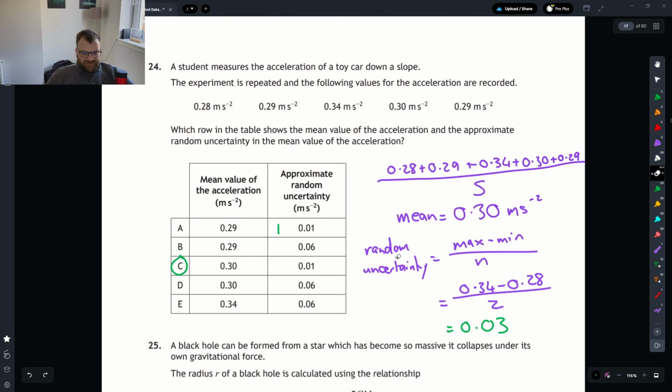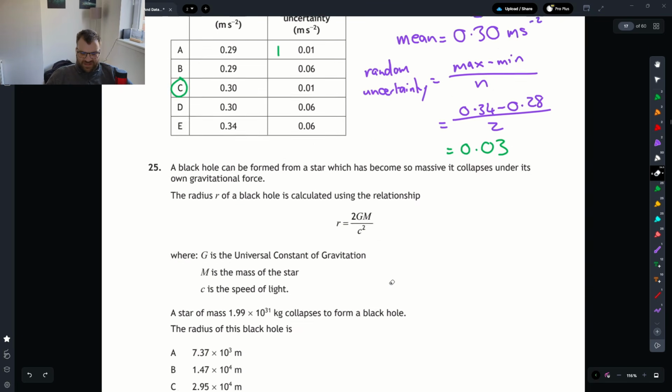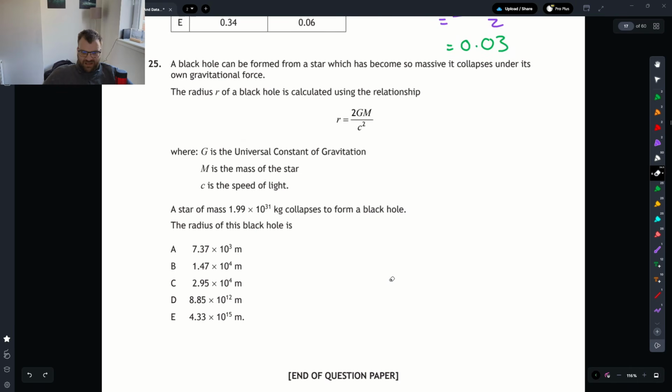So yeah, the relationship sheet came in handy for people who have not remembered what calculation to do for random uncertainty. Next one, we are given a calculation to do. Just need to follow it through. We are asked for R. We have to work out R, the radius. So let's start plugging them in.